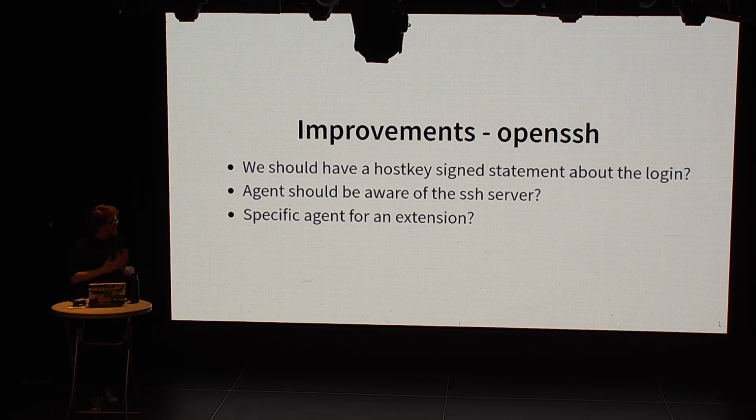And SSH is a bit lacking. When you get a signature request from SSH, the agent doesn't actually know which server it's signing something for. We only get this blob. Please sign this with this key, and we don't know any metadata around the server. It would preferably be better if we could have some way of a signed statement from the host keys saying this is our metadata, please sign this, because it will be easier for us to reason about what we actually want to sign in context.